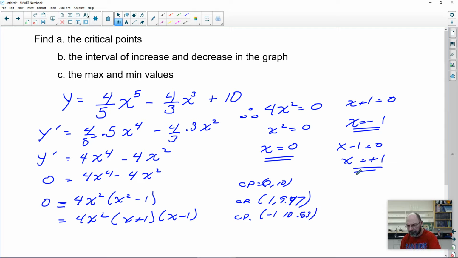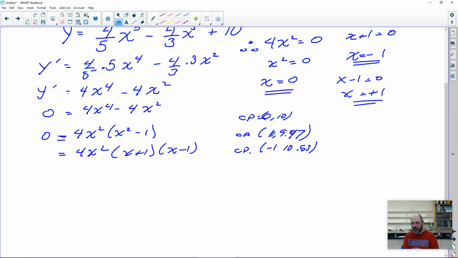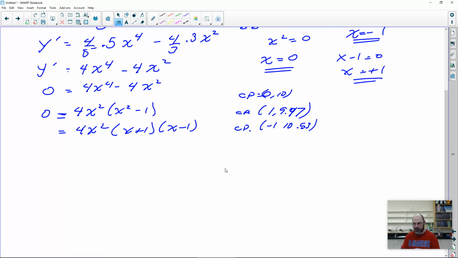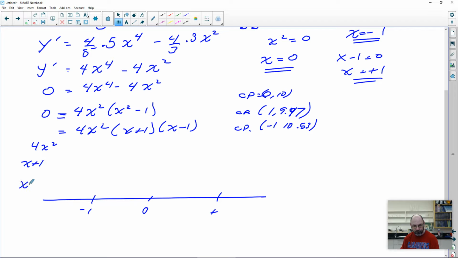And generally speaking, for areas of increase and decrease, you just need the x point. So let's do the sign analysis for that. So if I draw the line, we need a -1, a 0, and a +1. Our factors that we had were 4x squared, x plus 1, and x minus 1.